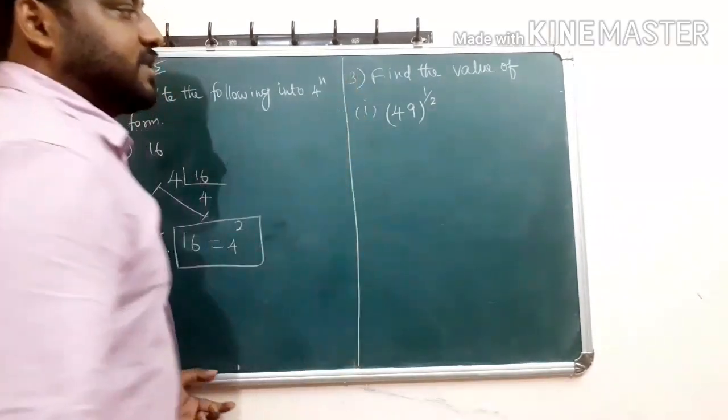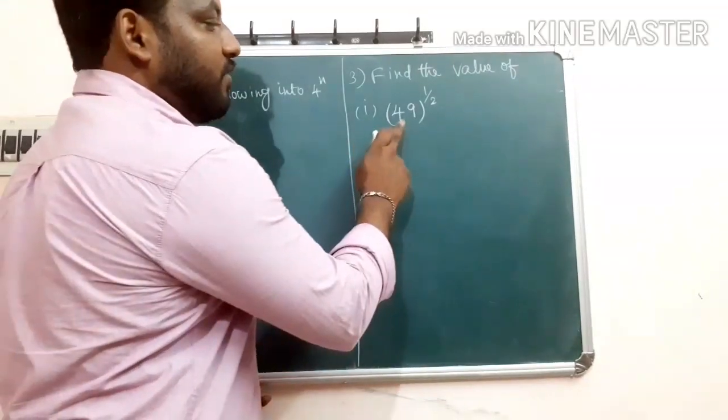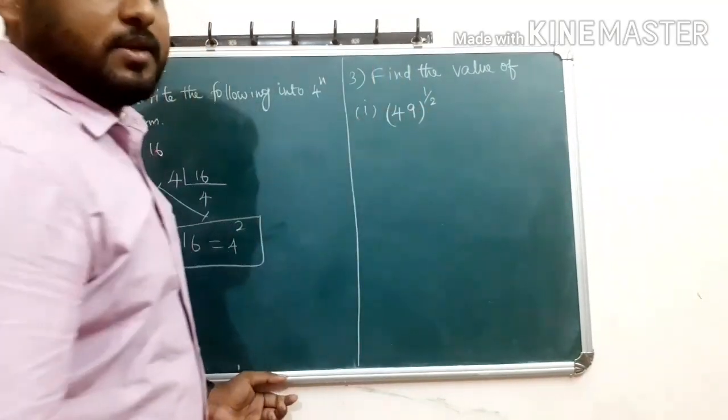And then third question, find the value of 49 whole power 1 by 2.